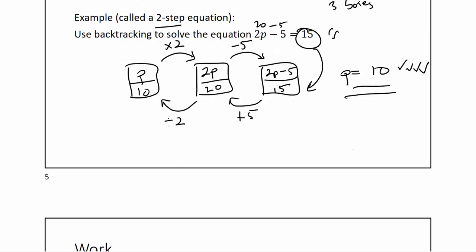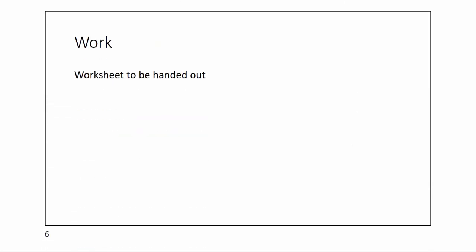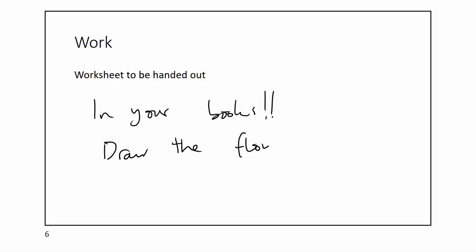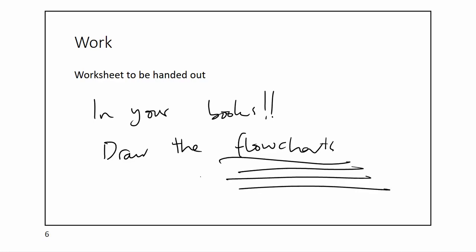All right, so what you're going to do now is there's going to be a worksheet that's handed out. Now you need to do your work in your books, okay? And you need to draw the flowcharts, okay? Even if you can do it via inspection, I want those flowcharts drawn, okay? And again, I'm going to explain why, and you're going to see why when we continue to develop these equations and make them more and more difficult.